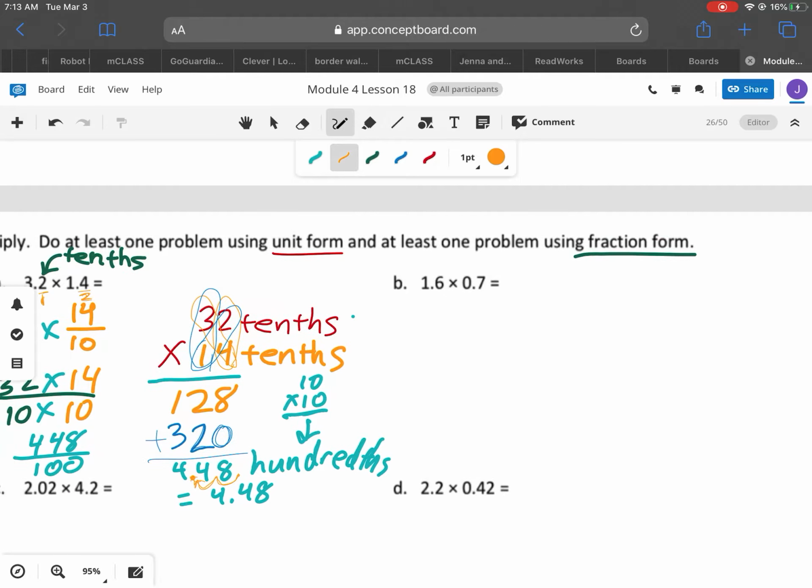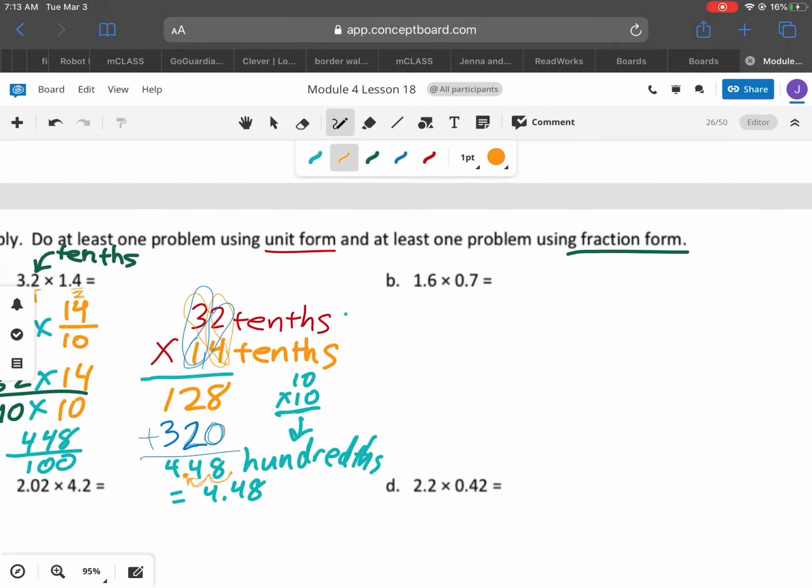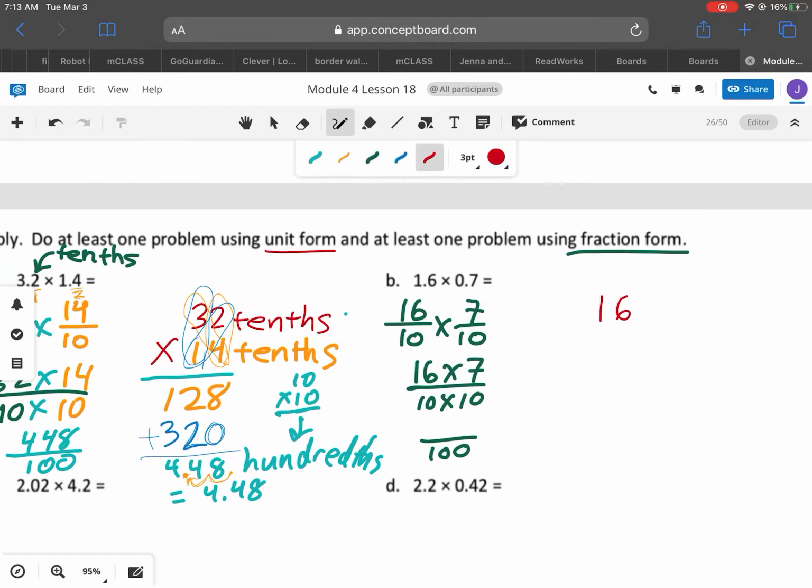Alright, so let's go ahead and do another problem. This problem has a 2-digit times a 1-digit, basically. Alright, we will go ahead and start off with our fractions. 16 tenths times 7 tenths, which is 16 times 7 over 10 times 10. So we're going to have hundreds here. And then I can move over to the side here and do 16 tenths times 7 tenths.